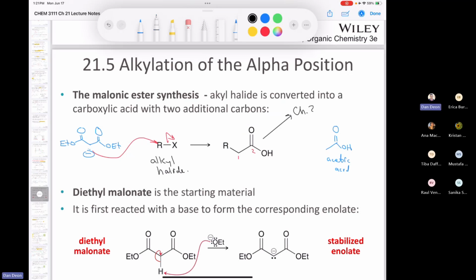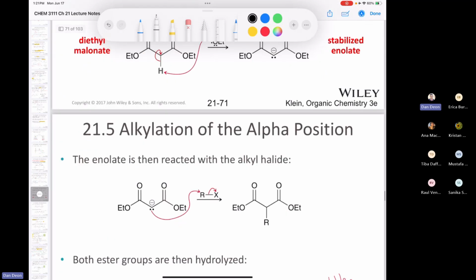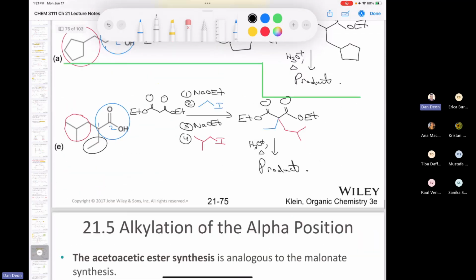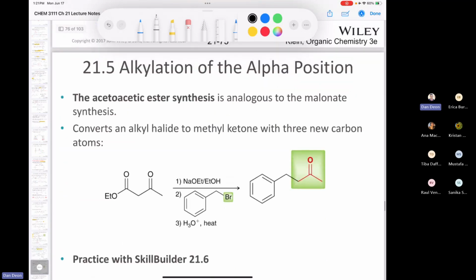I don't know. I was thinking about chapter 20. There's so many different things you can do with carboxylic acid, right? It's almost like the sky's the limit in a way. So malonic ester synthesis is pretty cool. So let me show you the next one, which is acetoacetic ester synthesis.